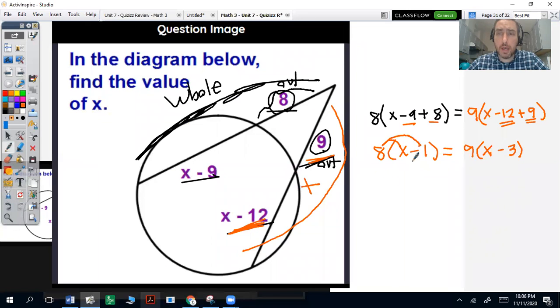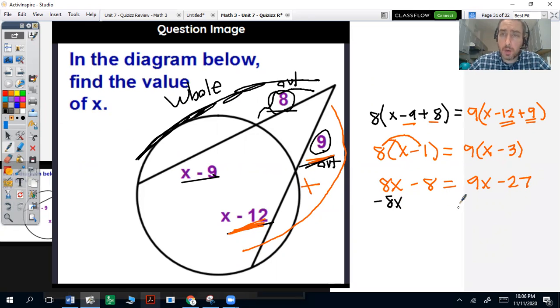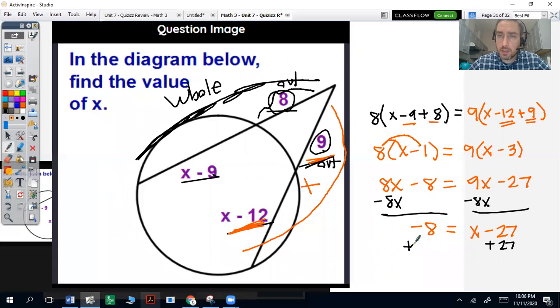Again, distribute. So 8x minus 8 will be equal to 9x minus 27. And then we'll get our x's to one side. So take the 8x away. And that's 1x. So we have negative 8 is equal to x minus 27. Finally, add the 27 to solve for x. And 27 minus 8, 27 minus 7 is 20, so minus another one is 19. So x should be 19 in this problem.